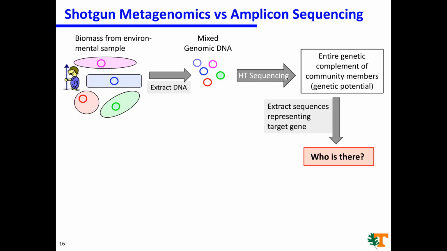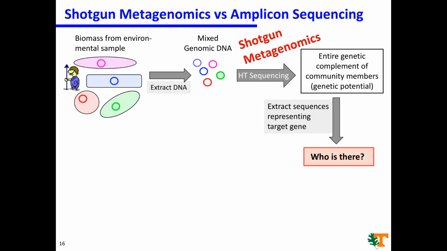What you get are many sequence reads, and the challenge then is to put them all together. This is the bioinformatics aspect of high throughput sequencing. And when this is done properly, you get the entire genetic complement of all community members. Basically the genetic potential, what I mentioned before. Then you can extract sequences representing your target gene. In the case of the 16S rRNA gene, you get this information, who is there. Again, that's the shotgun metagenomics approach.